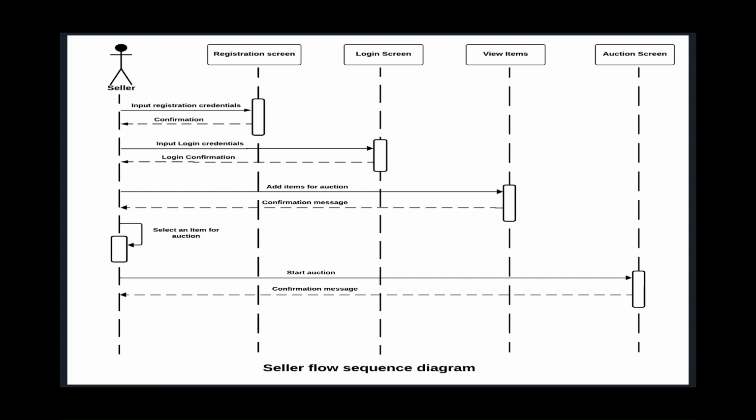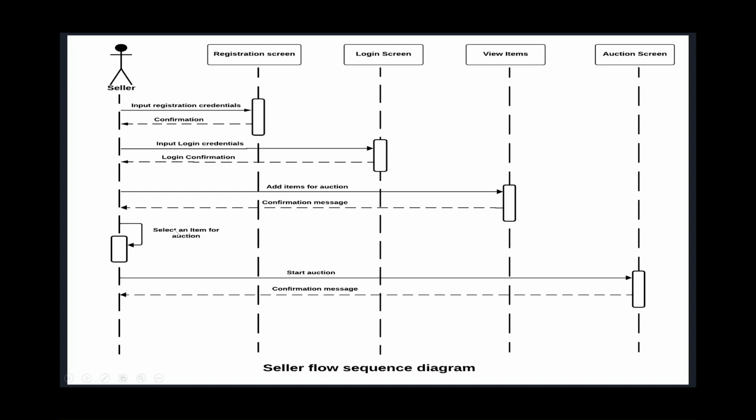And here is the seller flow sequence diagram. A new seller can register into the system, and the system returns with a confirmation message, or a seller can log in, and the system still returns the login confirmation. Once a seller is logged into the system, he can add items for auction, and the system returns with a confirmation message.